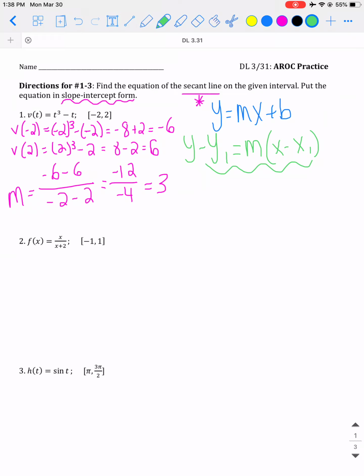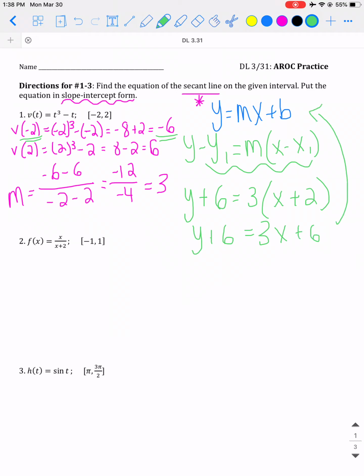So following this equation I have in green, I'm going to have y minus, if I choose one of these y values like -6, so y minus -6 will give me y plus 6, equals, we said m is equal to 3. And then x minus the x value here for -6 was -2, so minus -2 will give me +2. I can simplify this a little and get y plus 6 equals 3x plus 6. And now if I want to change this to slope-intercept form, I could just subtract that 6 over and get y equals 3x. Okay, so that's the first problem.